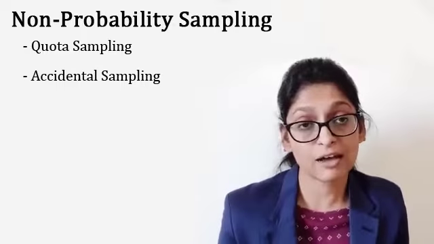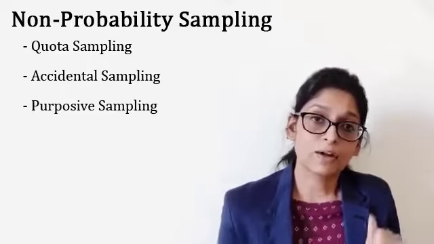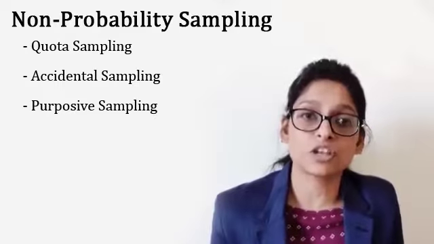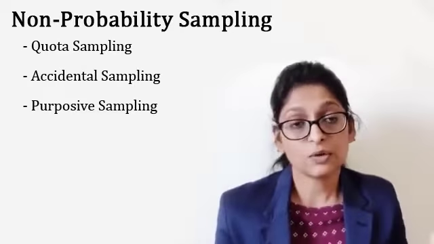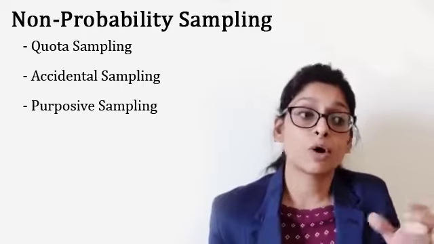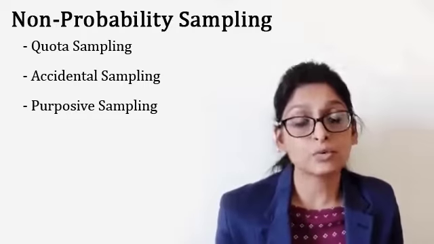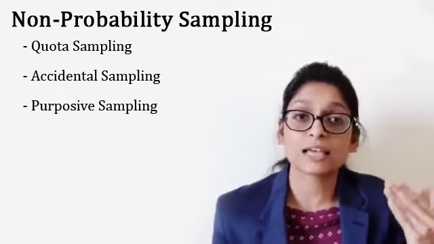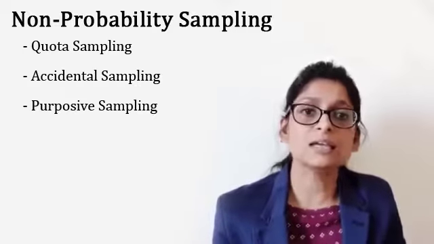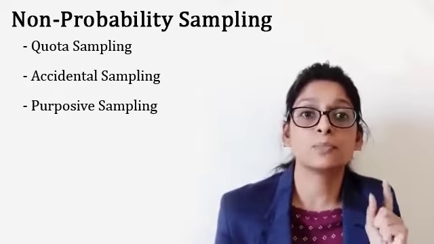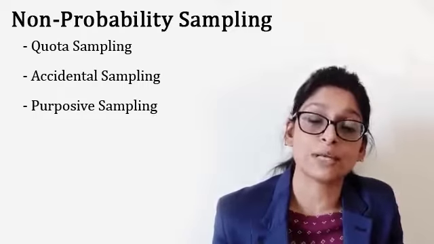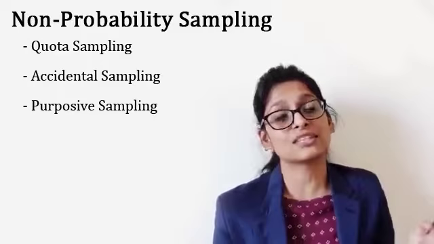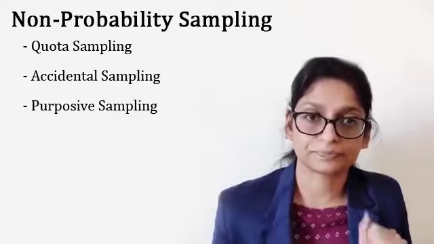The third type that we have here is purposive sampling. Now, purposive sampling completely depends on the judgment of the researcher. The researcher has to decide which individuals he wants to include in the sample. He knows the population, and then he has to use his judgment to decide which individual is going to be a good representation of the population. And then based on his judgment, he'll keep picking up individuals until he reaches his desired sample size.